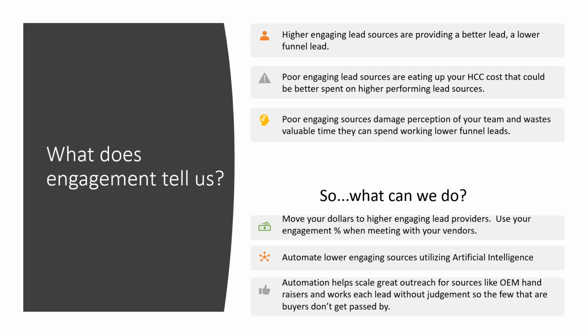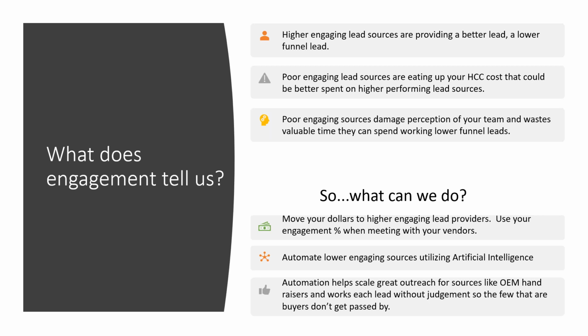Automate your lower engaging sources utilizing either artificial intelligence or a marketing automation system, whether it's ours or somebody else's. Again, putting your people in front of people that are ready to do business, and let something automate or use artificial intelligence to basically mine those customers that aren't as close to the sales cycle or that we've been having a tough time getting a hold of. Automate that process. It can be done very easily. Customers don't even know they're talking to an AI or a marketing automation program.